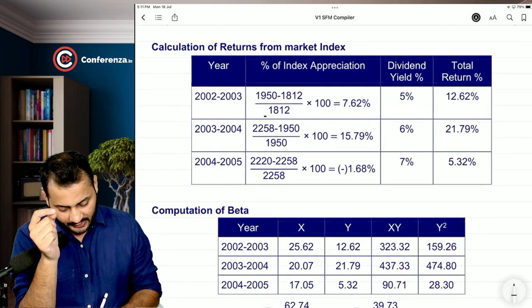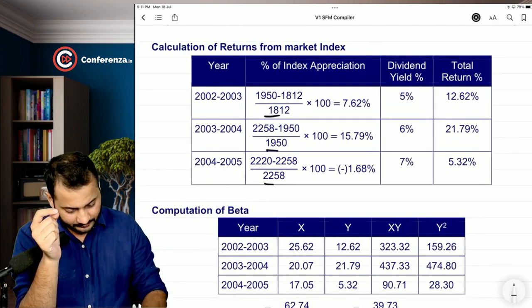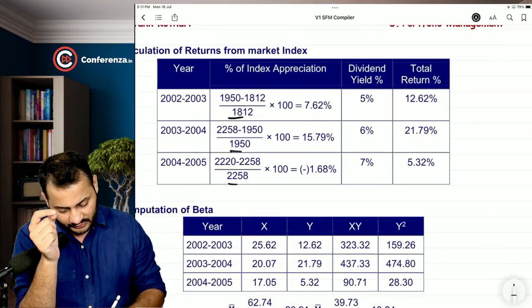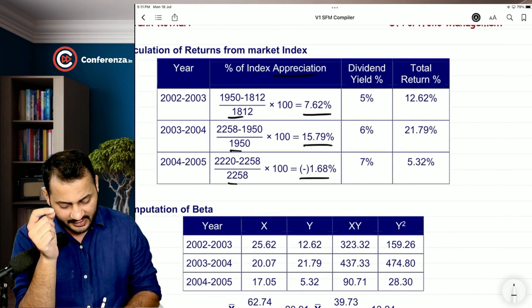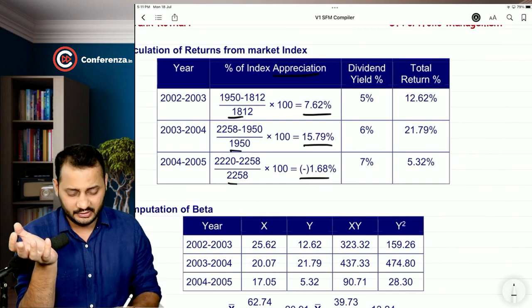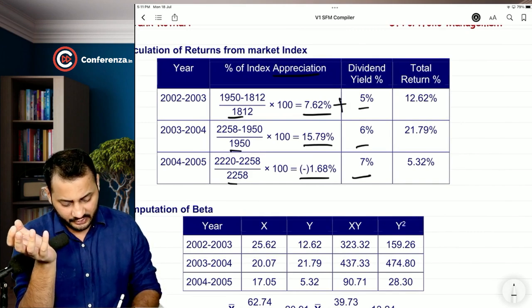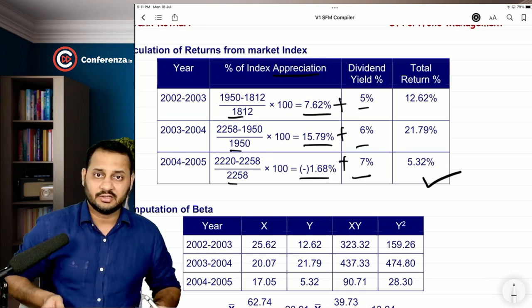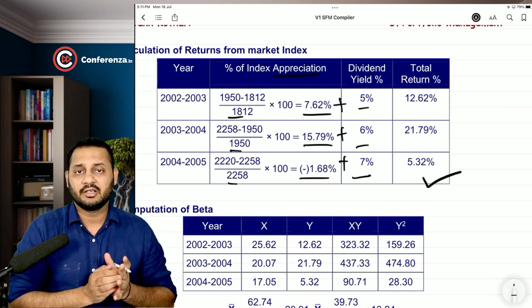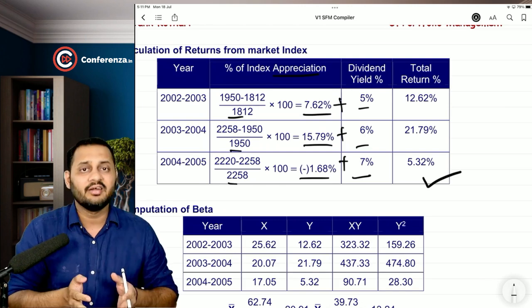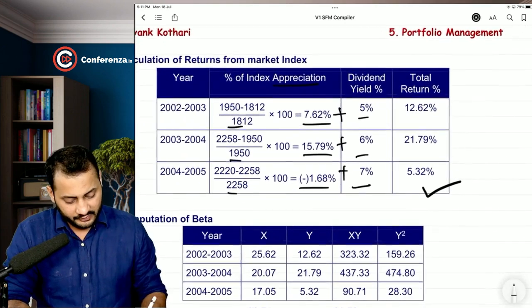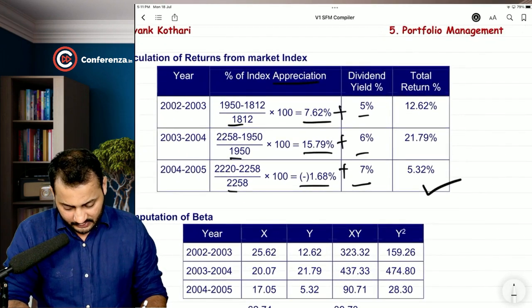See, 1812, 1950, 2258. Right. So this is the percentage of index appreciation, that is capital appreciation. This is the percentage of yield. You just add both of them and you will get the market's return. That's it. This is where you have reached a point where you have the 3 returns of the stock and 3 returns of the market.